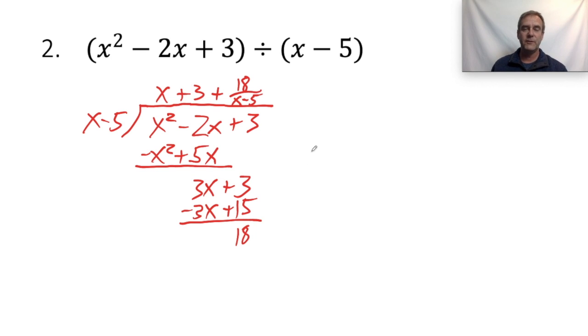The solution to number 2 is x plus 3 with a remainder of 18 over x minus 5. And just for clarity, that means x minus 5 times x plus 3 plus 18 over x minus 5 would get you x squared minus 2x plus 3.